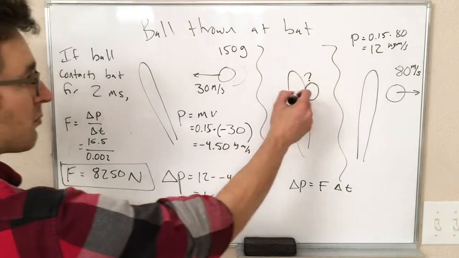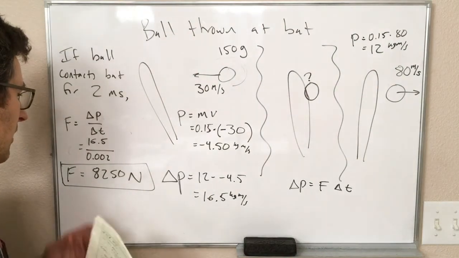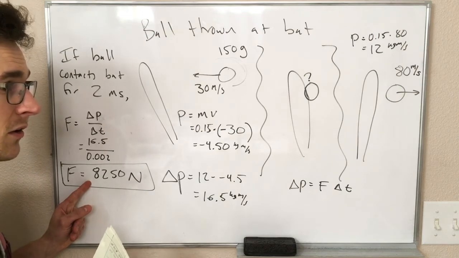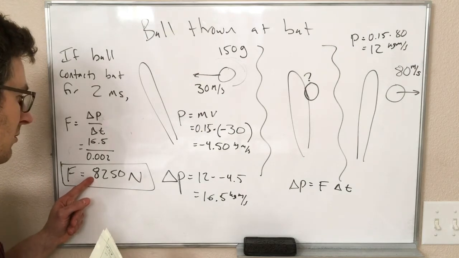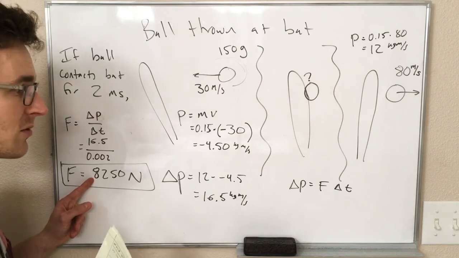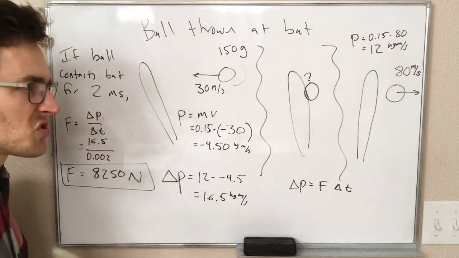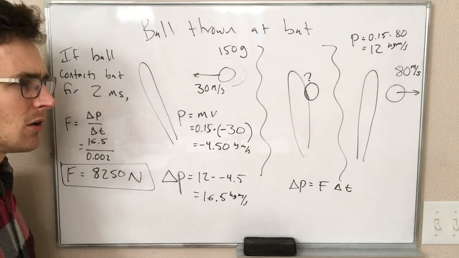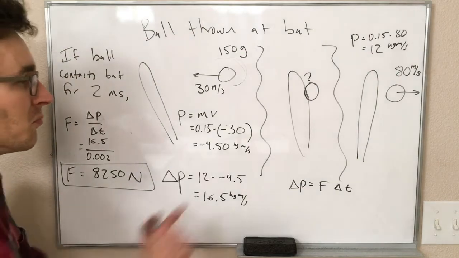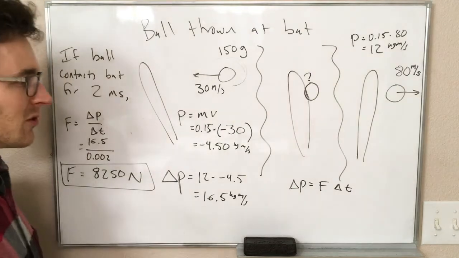Average. So over the process of this hit, sometimes the force is a little higher, sometimes the force is a little lower. 8,000 newtons is really big. So that is the weight of something that has a mass of 800 kilograms, which is 1,700 pounds. So this is the weight of a very small car, but still a car between the bat and the ball. So this is a lot of force happening over a small period of time.